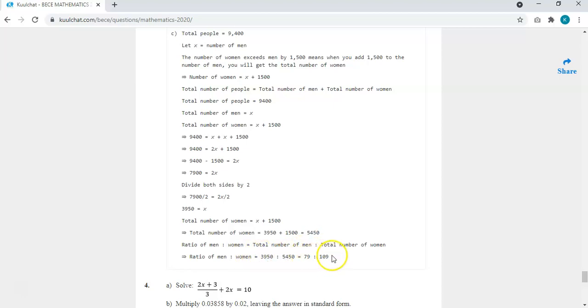Okay. So like I said, 50 can go into this, 50 can go into this. So you check how many times 50 can go into all of them. You have to do your long division. Then you get, so 50 goes into this one 79, 50 goes into this one 109. So that will become the simplified version of your ratio.